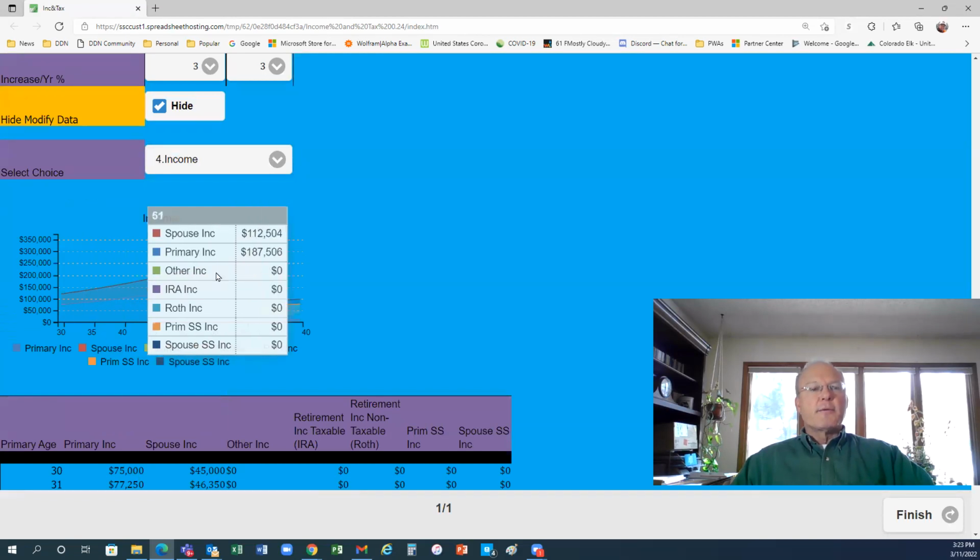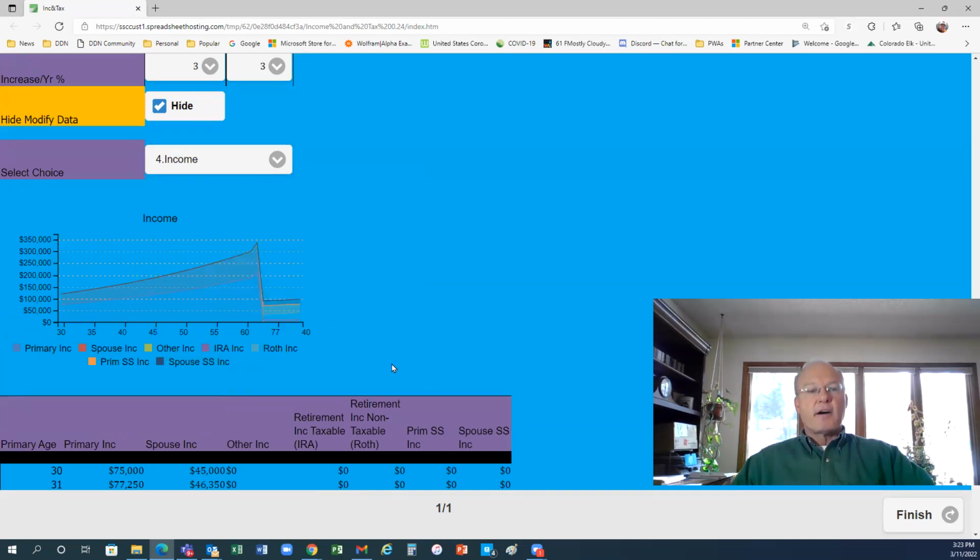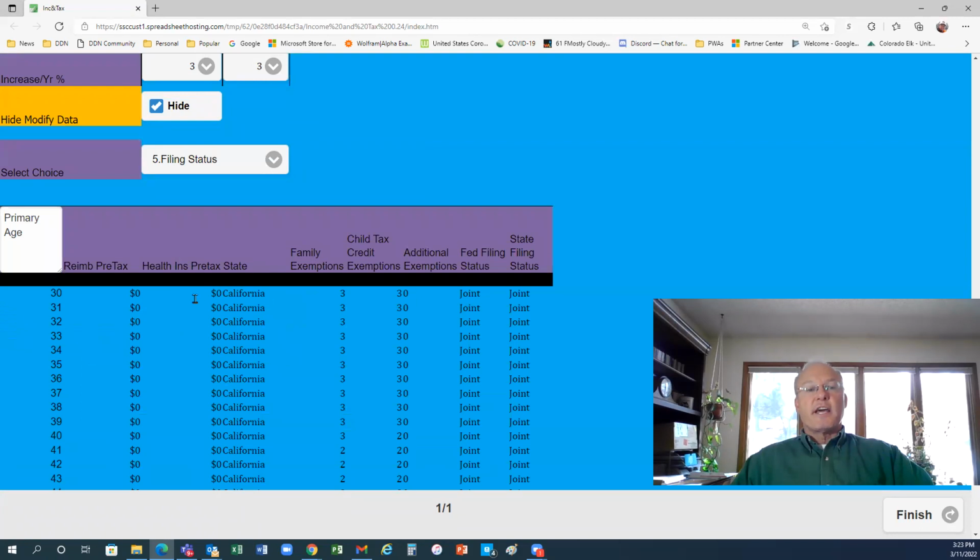And then we can look at income of the primary, the spouse, what's coming out of Roth, what's coming out of our other investment incomes. So that shows you where your money's coming from. Very interesting. Here is the filing status. So if we want to change our status, if we're single at this point and we plan on getting married in 5 years, you can put that out here in the modify section, and it will change all your tax structure to modify to what your new filing status will be.